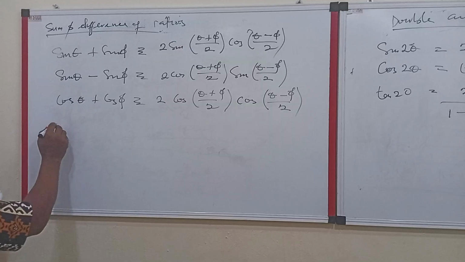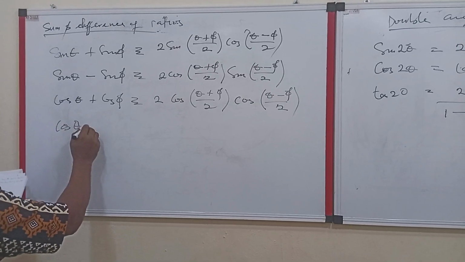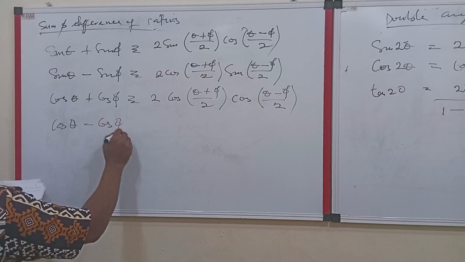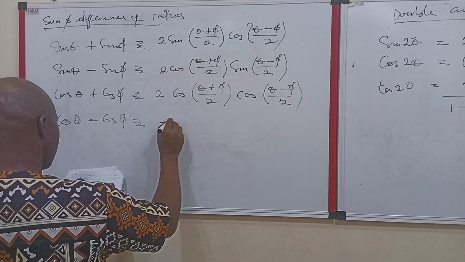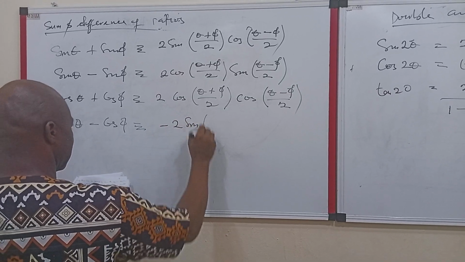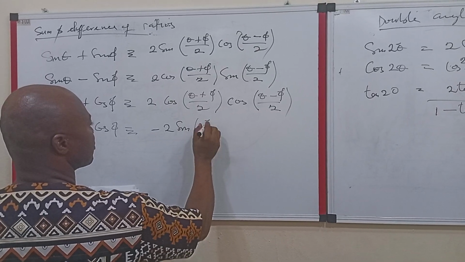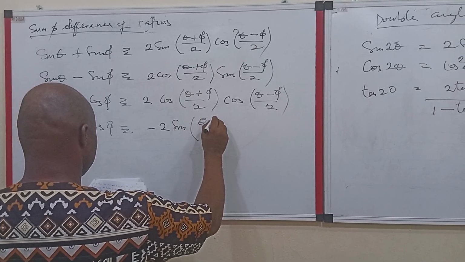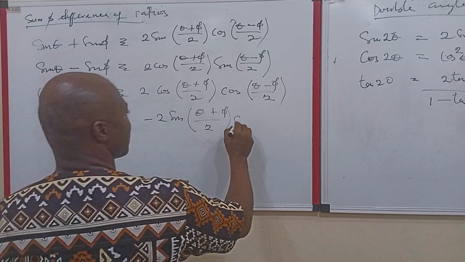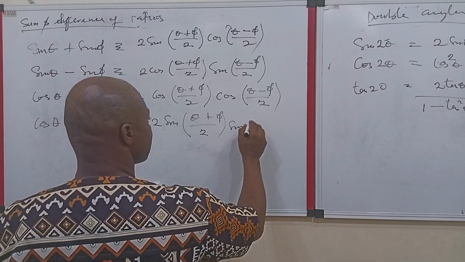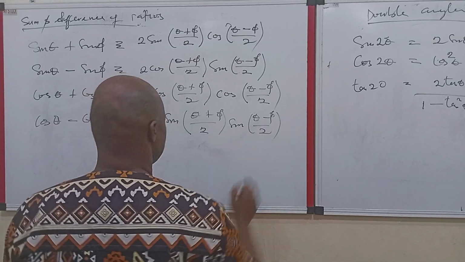Then lastly, cos theta minus cos phi is equal to minus 2 sine (theta plus phi) all over 2, then sine (theta minus phi) all over 2.